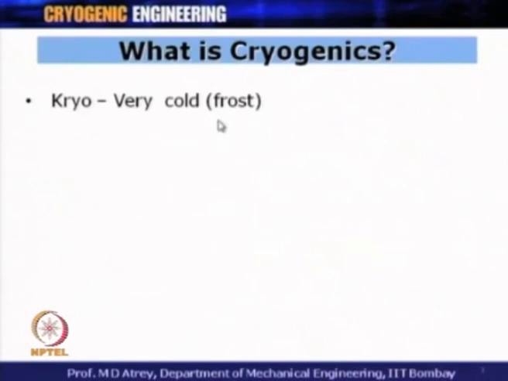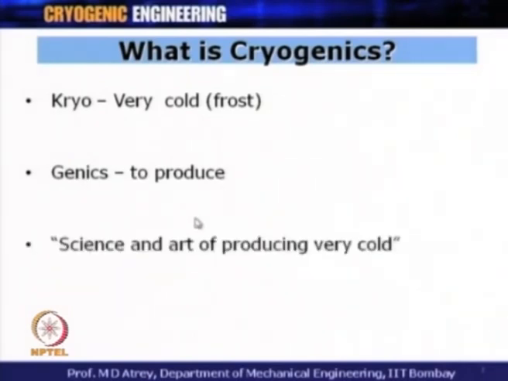What is cryogenics? Cryo is very cold, as cold as icy. Although cryogenics means very low temperature, the name comes from as cold as ice. Then genics is to produce. So, basically cryogenics is nothing but the science and art of producing very cold. That is what I said earlier, and still today the definition carries.